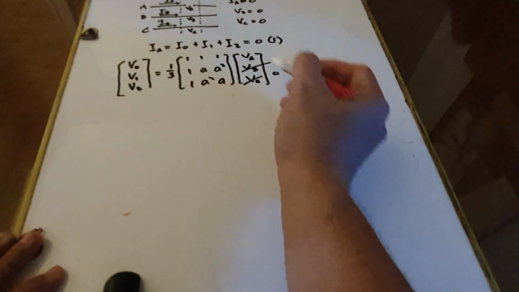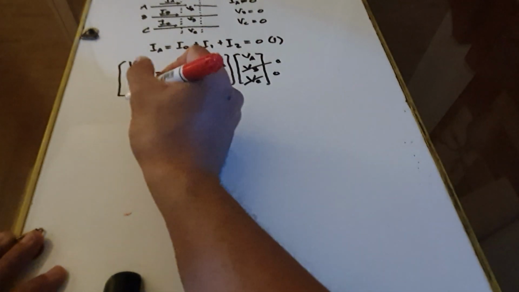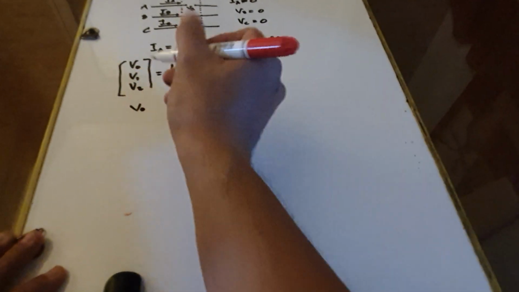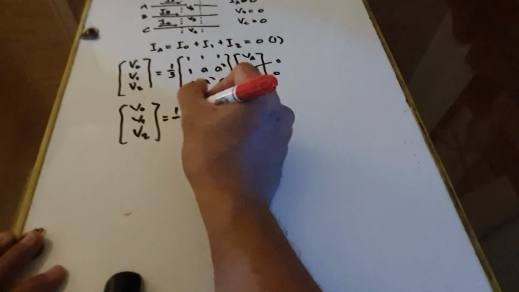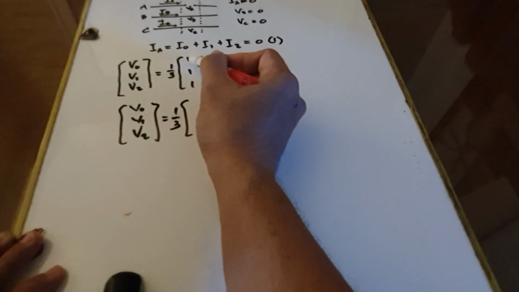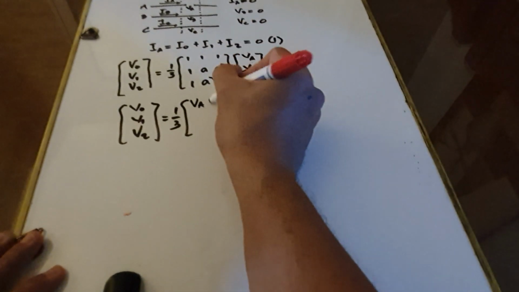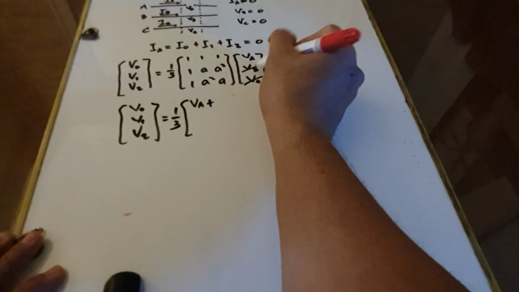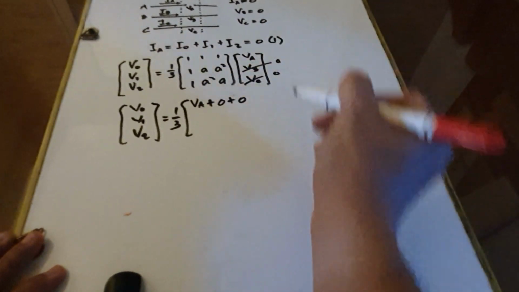Now, by multiplication of matrices, V0, V1, V2 is equal to 1/3. So VA times 1 is VA, plus VB times 1, but since VB is 0, this is 0, plus VC times 1, but VC is 0, so this is 0, right?